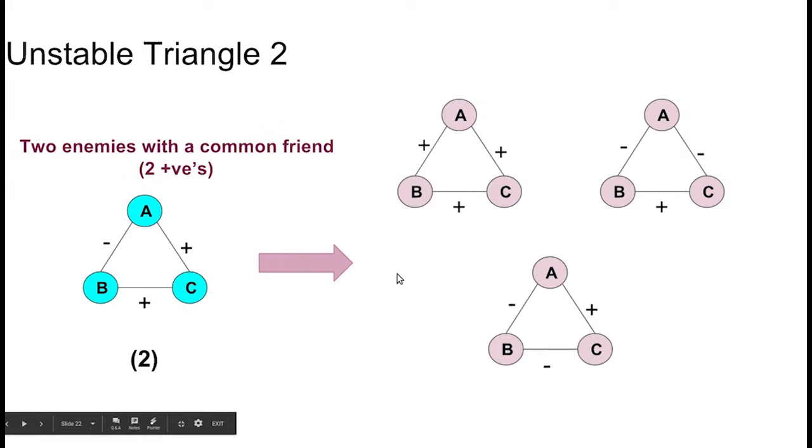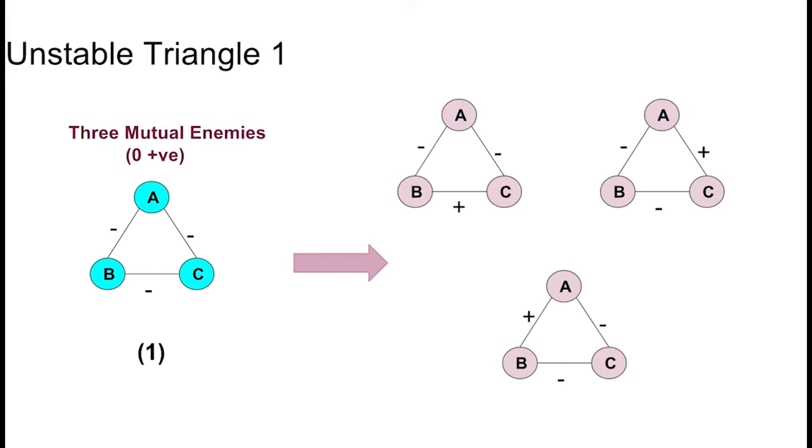So basically you see what is happening here. In the first case, this sign is getting inverted. In the second case, the sign of the second edge is getting inverted. In the third case, the sign of the third edge is getting inverted. So basically, if you take this triangle and choose any one of the edges and invert its sign, whatever you get will be a stable state, right? So this is the case of a triangle which has two positive edges.